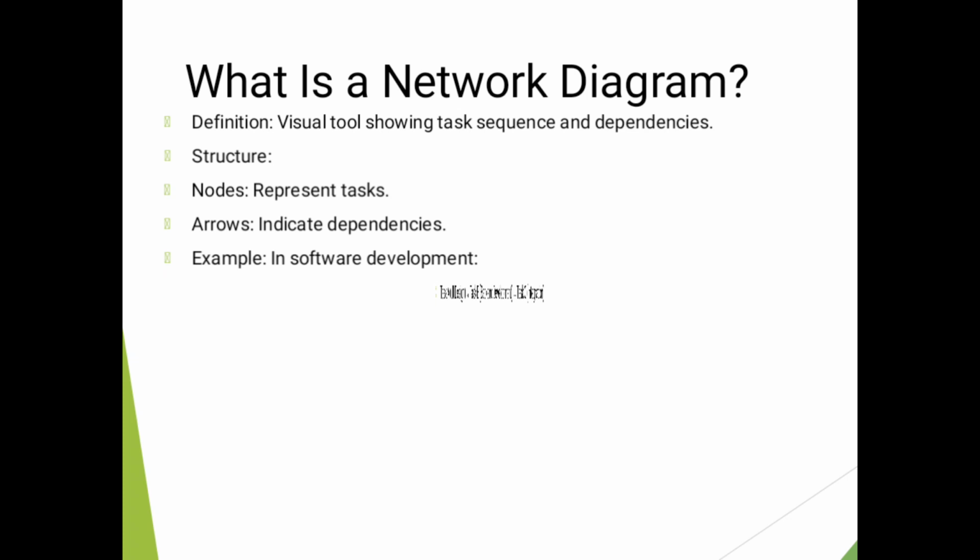For example, in software development, task A is UI design, task B is backend development, and task C is integration. The first one, task A, comes first. From there you go to task B. From there you go to task C. Those arrows show us how those tasks depend on each other.